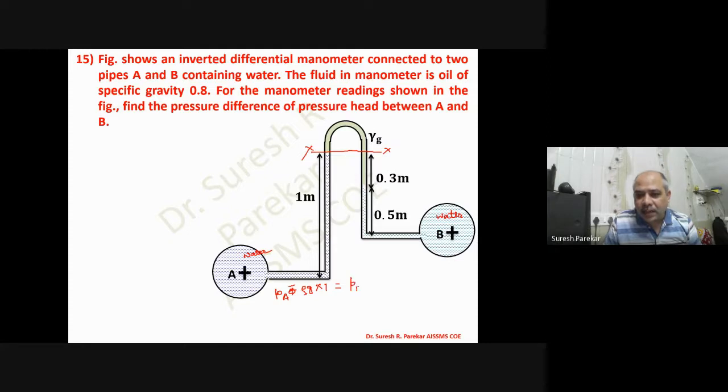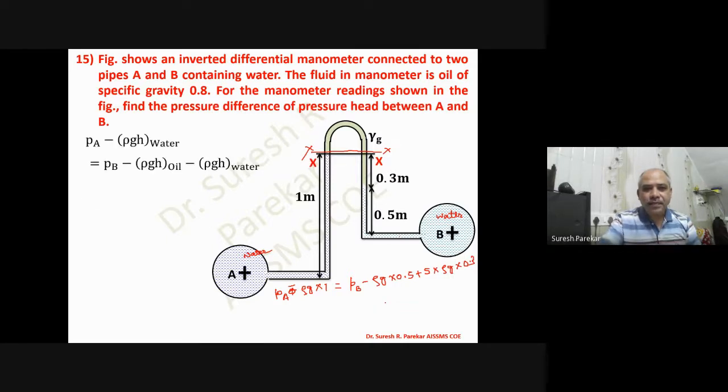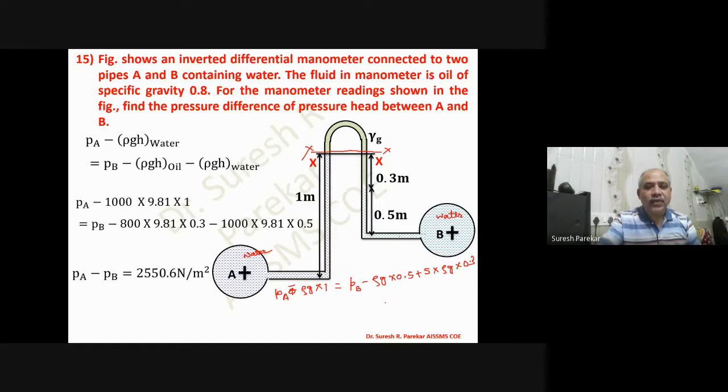Again we are going up. So first, this is water 0.5, so we have minus rho g into 0.5. Then we have the manometer liquid with specific gravity 0.8, so we have S into rho into g into 0.3. And from this we are in a position to find out the pressure difference between A and B. So you can see this, and then just substitute the values. You will get Pb minus Pa, 2550.6 Newton per meter square.